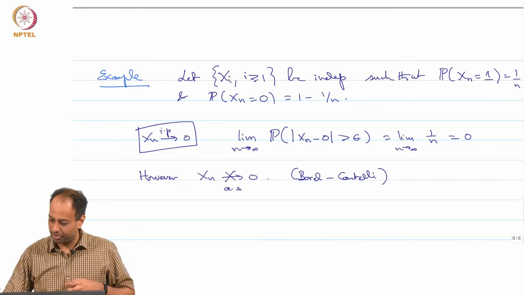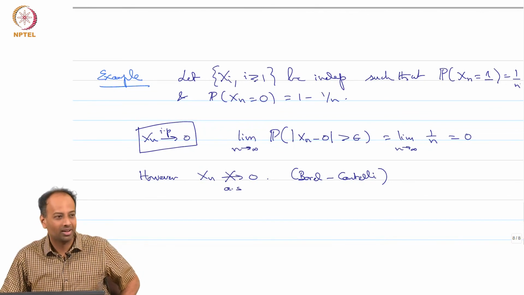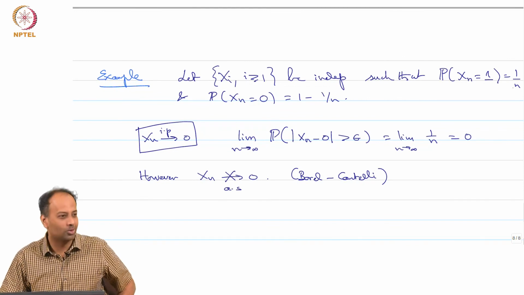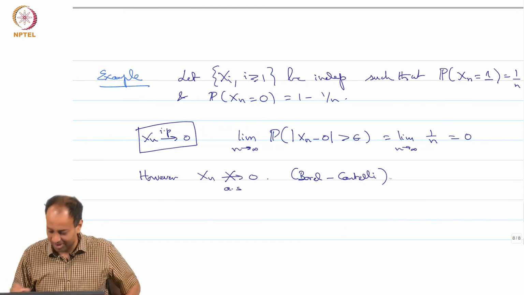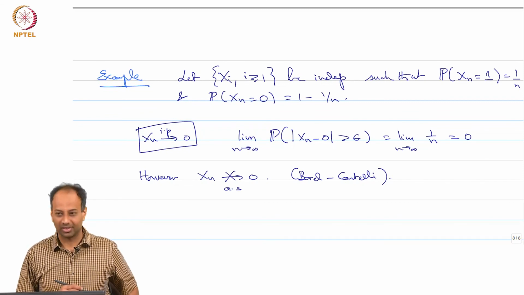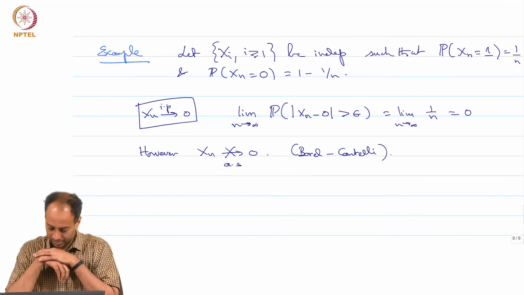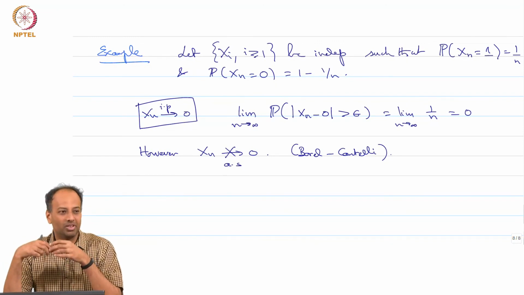If the probability that X_n equals 1 was 1 by n square, then you can argue using the Borel-Cantelli lemma that X_n will also go to 0 almost surely. If you have not seen the Borel-Cantelli lemma, I suggest you take a look at it. It is a cute result. So, this is an example to really appreciate the difference between these two.